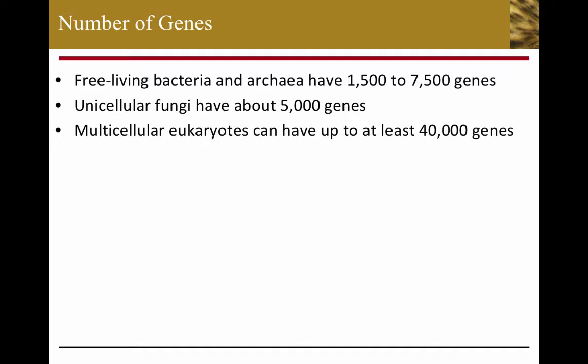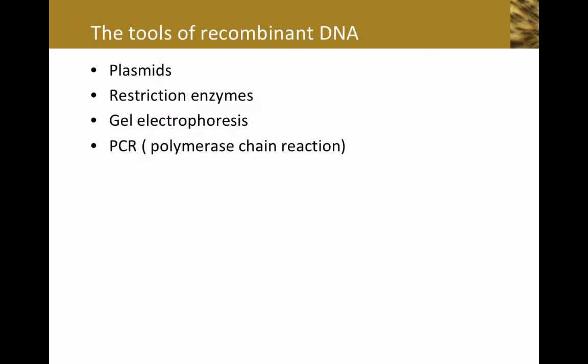This gives you an idea that, on average, free-living bacteria and archaea have about 1,500 to 7,500 genes, while fungi have about 5,000, and most multicellular eukaryotic cells have up to about 4,000 genes. So the bigger the organism, most times the more genes, but as you saw earlier, that's not always the case, because mustard plants are much smaller than us. A lot of that has to do with still not understanding the human genome yet, because it's so complicated.